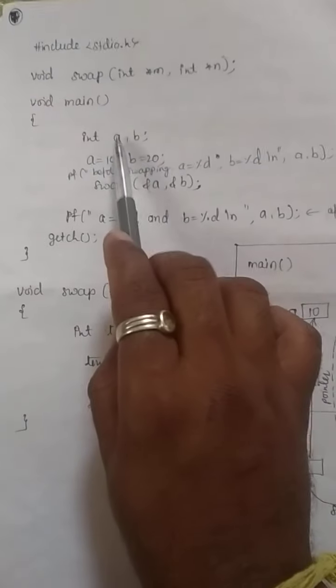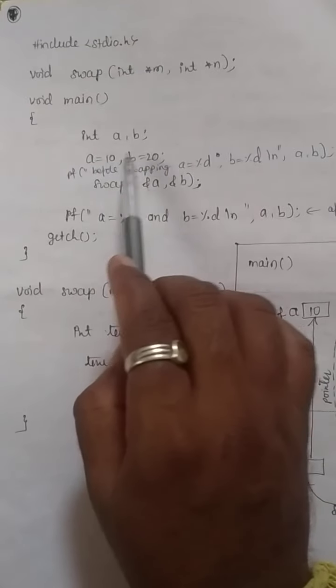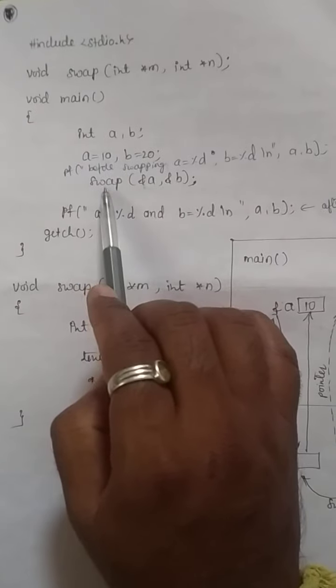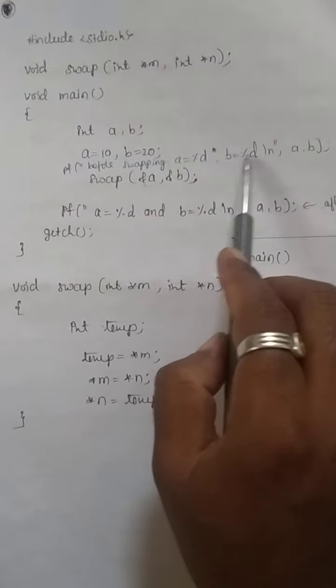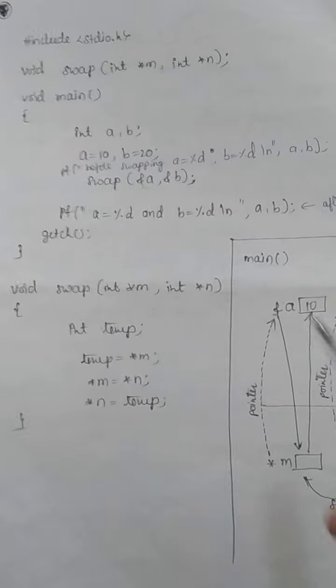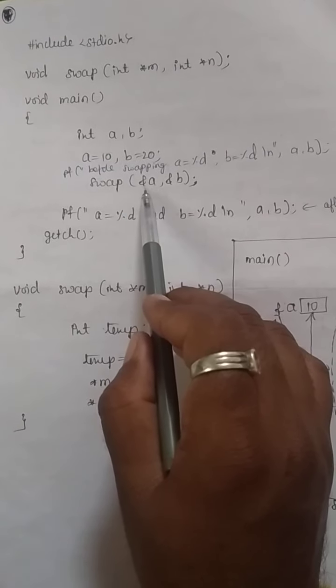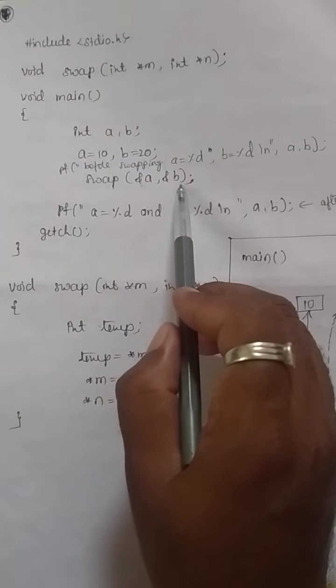Now what happens? Take two variables A and B. A value is 10 and B value is 20. Before calling this function, A value this much and B value this much. That one you are going to print. Then call the function, swap(&a, &b).